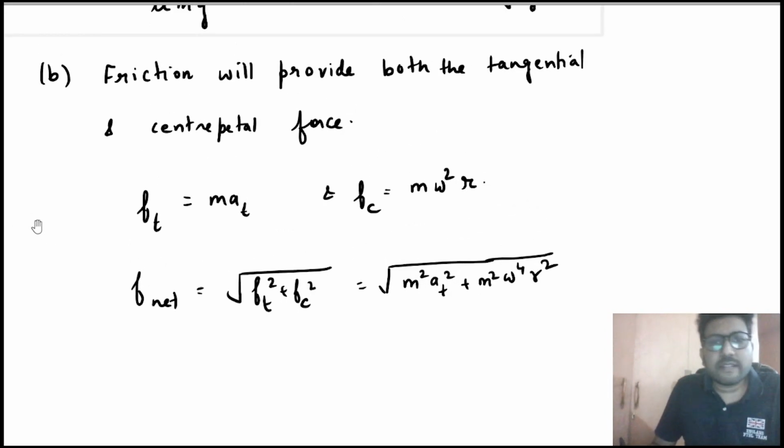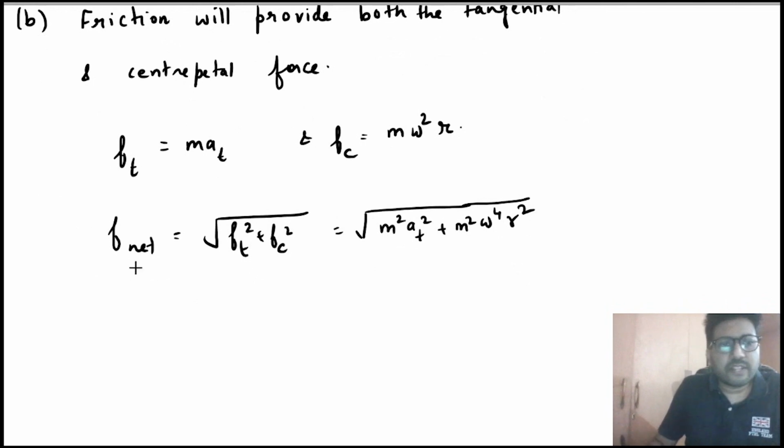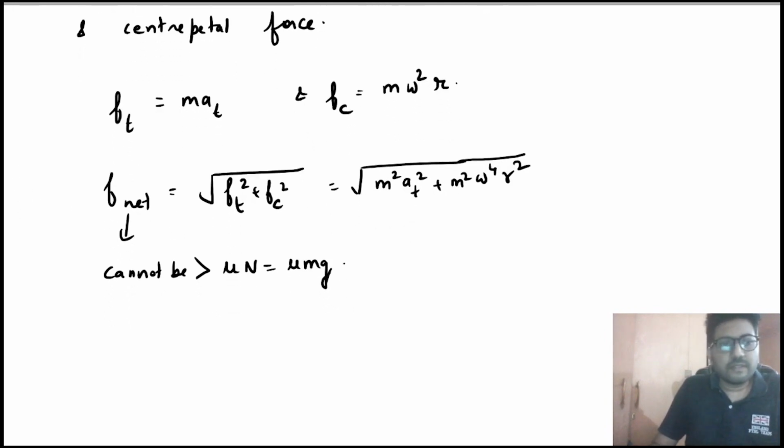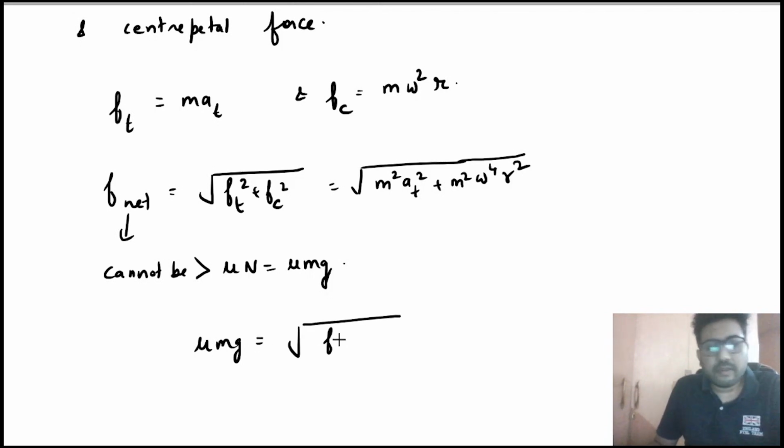Now you know that the friction has a limit. This friction cannot be greater than mu N, that is mu mg in this case. So if the friction cannot be greater than mu mg, you will say that the block will slip when mu mg becomes equal to this. So mu mg is equal to f net.